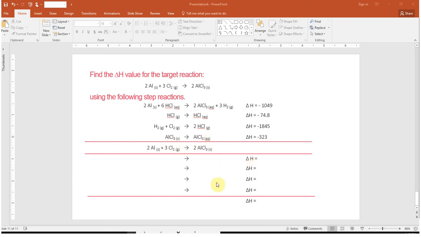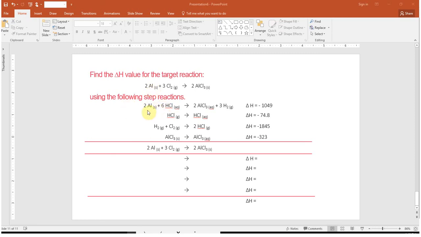Okay? Now there's a couple of issues here. If you notice, HCl isn't even in our reaction. Doesn't matter. We're going to use it to cancel. We're going to still focus on what is in this target reaction and try and line up our step reactions that way. Okay? So the first thing I'm going to do is go through and look for aluminum solid. I like to start on the left.